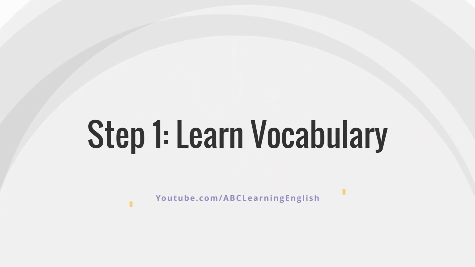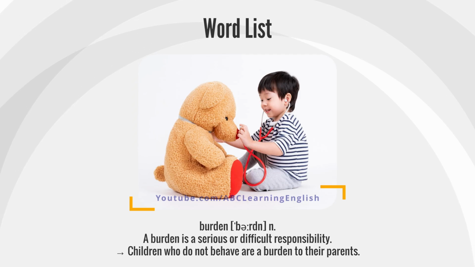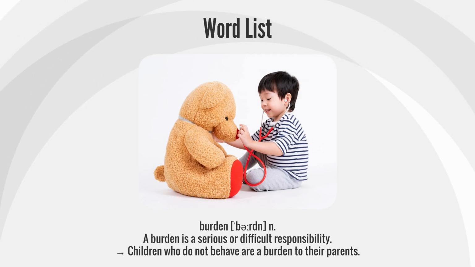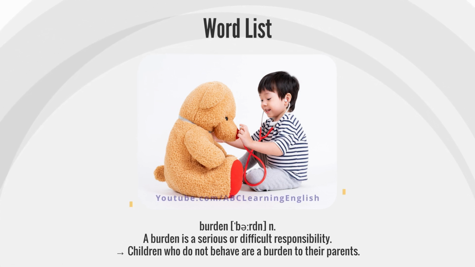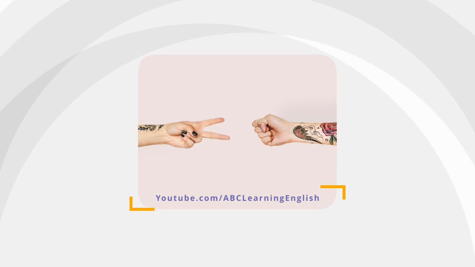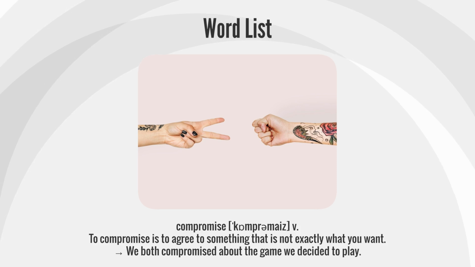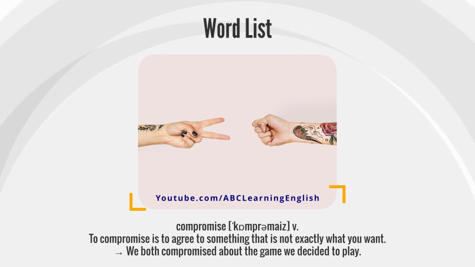Step 1. Learn vocabulary. Word list. Burden. A burden is a serious or difficult responsibility. Children who do not behave are a burden to their parents. Compromise. To compromise is to agree to something that is not exactly what you want. We both compromised about the game we decided to play.